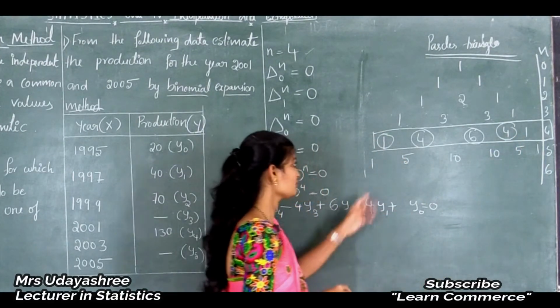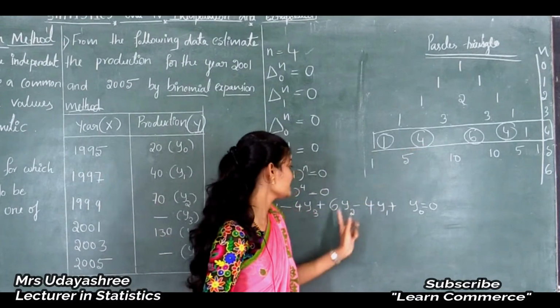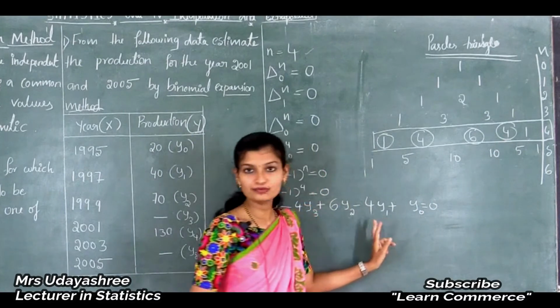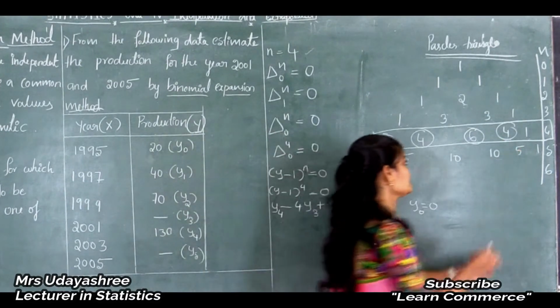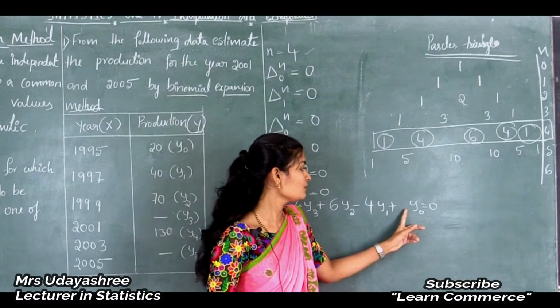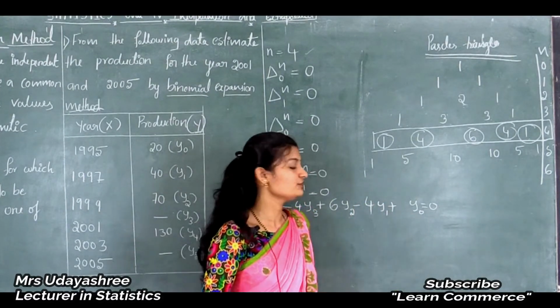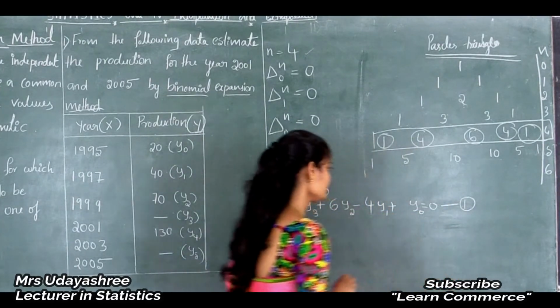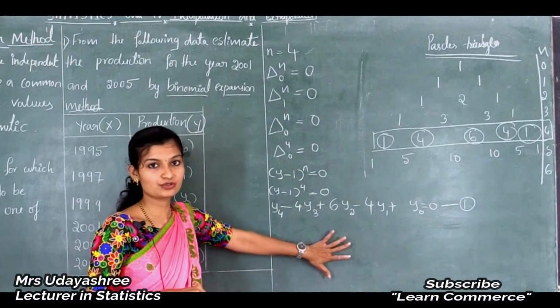So first is 1 into y1, y1 only, 4 into y3, 6 into y2, next 4 into y1, and the last one is 1 into y0, y0 only. So this is equal to 0, and call it equation number 1. Okay, I hope you all understood this much.